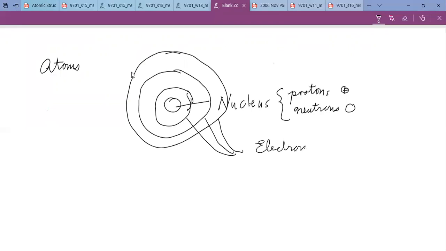Electron shells, or they call them electron orbitals or electron orbits. All these terms are used. Terms are very important because they help you to answer questions and they will give the marks according to that.